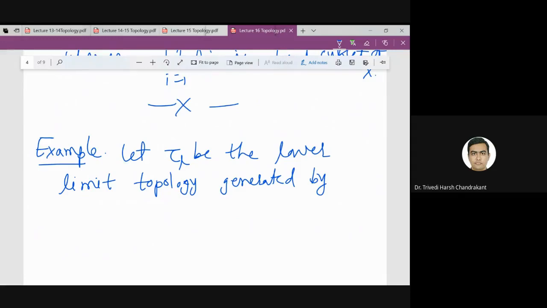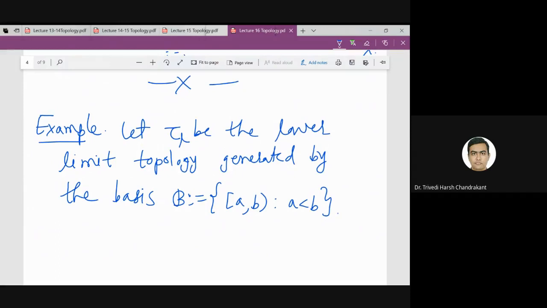The basis. What is the basis for the lower limit topology? It is the closed-open intervals [a, b) where a is less than b. Right? So the question is: is the interval [1, 2) closed in the topology tau?